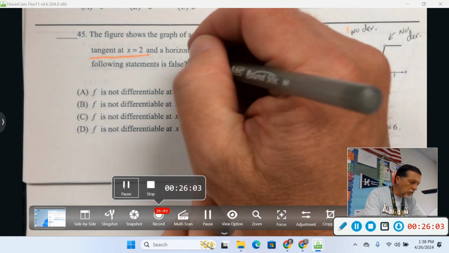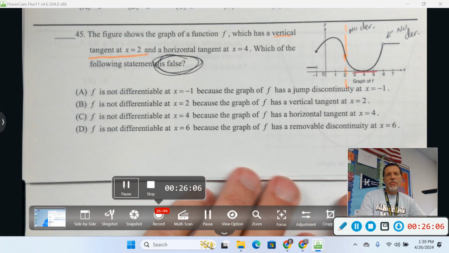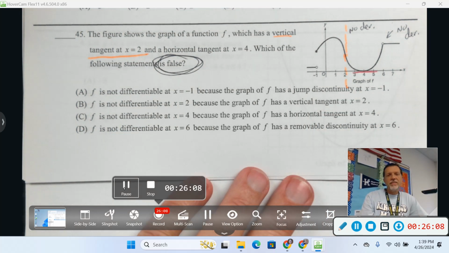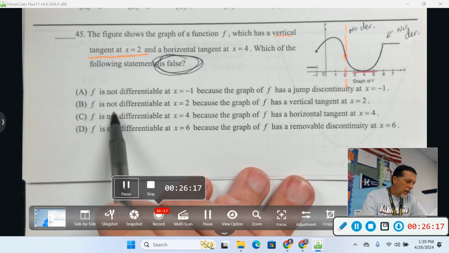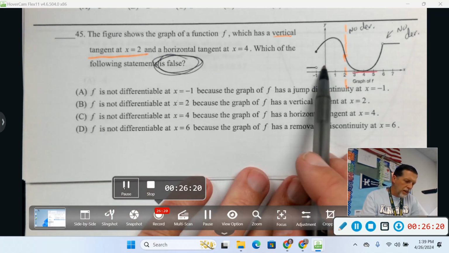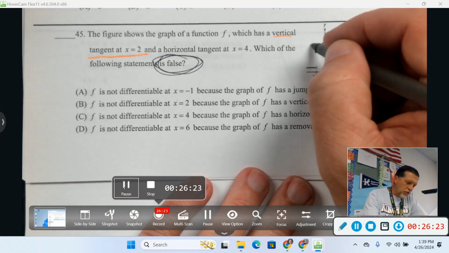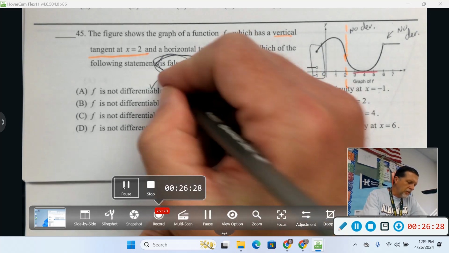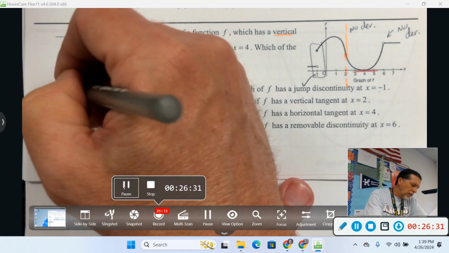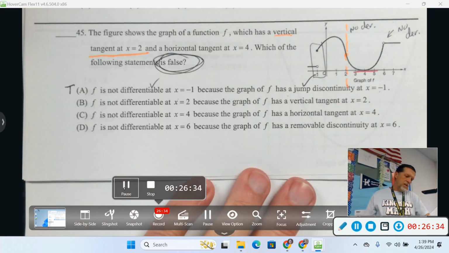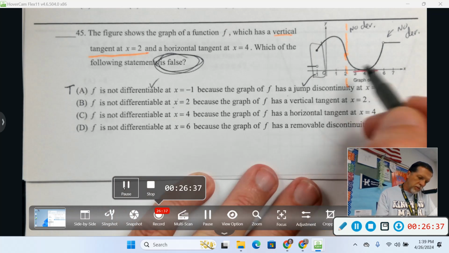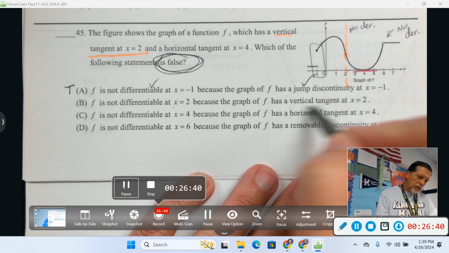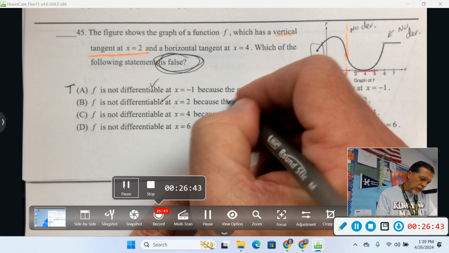Okay, so which of these statements is false? Missed this one on the test because I didn't read the word false. And I picked the first true one, and I was wrong. I mean, my concept was right, but I picked the wrong answer. F is not differentiable at x equals -1. Okay, well, that statement is true because the graph has a jump discontinuity. Yes, it's not differentiable, and it has a jump, so that's a true statement. F is not differentiable at x equals 2. Yeah, we said that already. Because there's a vertical tangent. Yes, both of those things are true.